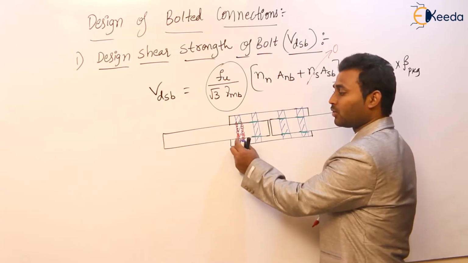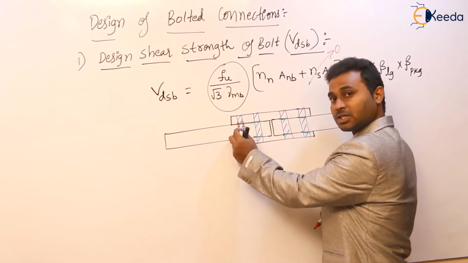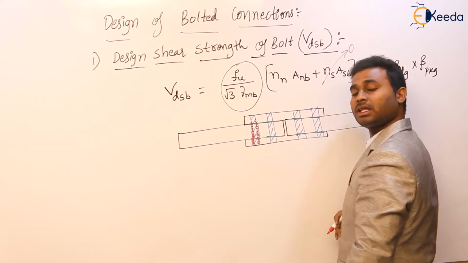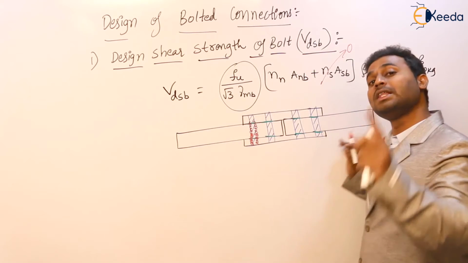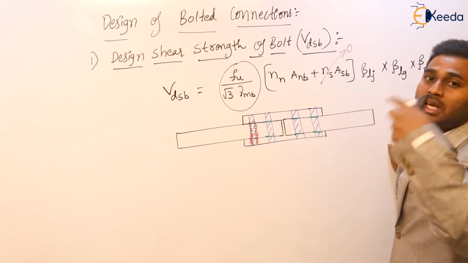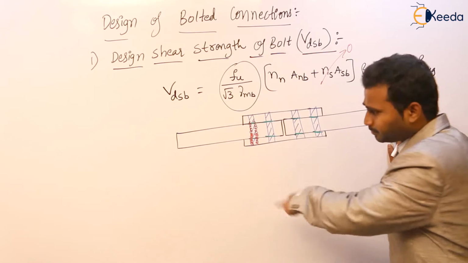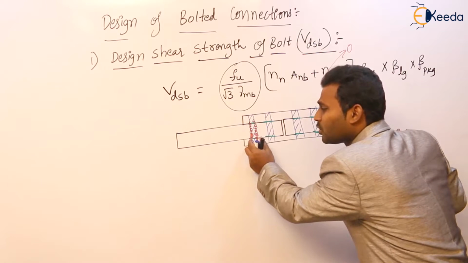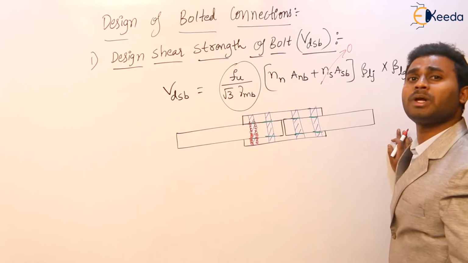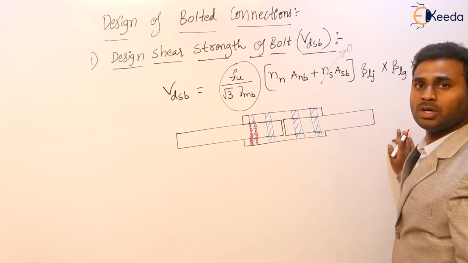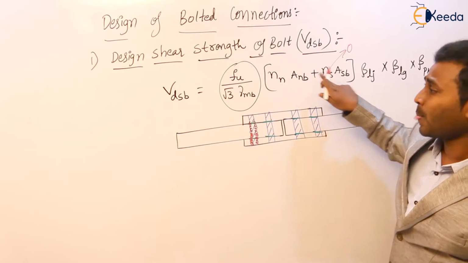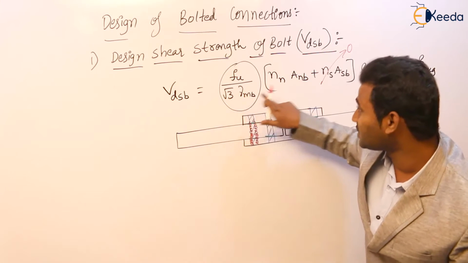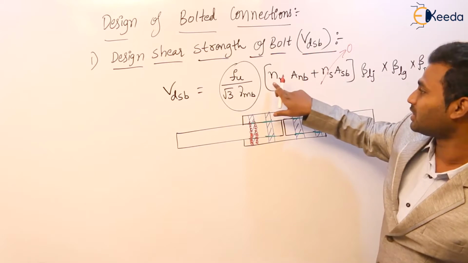Generally, we assume that both the shear planes intercept the threaded portion in a double cover butt joint. If it is a single cover butt joint or lap joint, there exists only one shear plane. There also we take the assumption that the threaded portion is intercepting the shear plane in lap joint and single cover butt joint also. So simply consider this and consider this as 0. Now, as I said, strength is equal to stress into area. If we ignore this, now this is known as area or not?